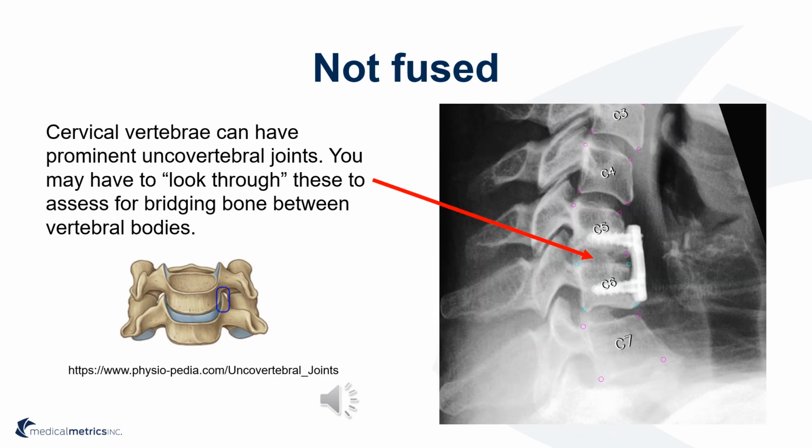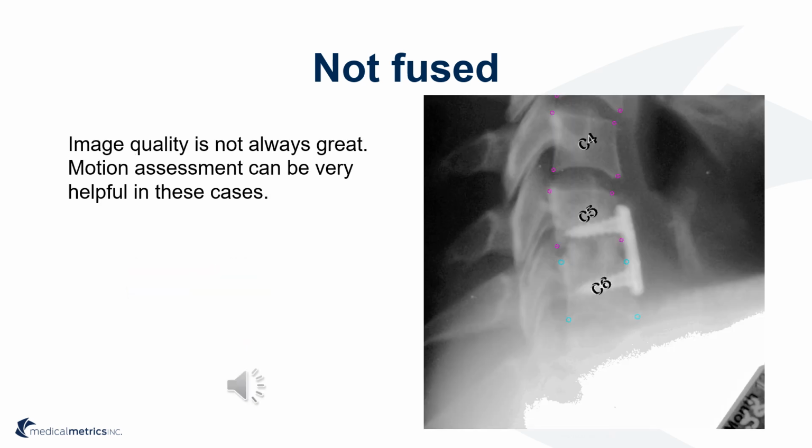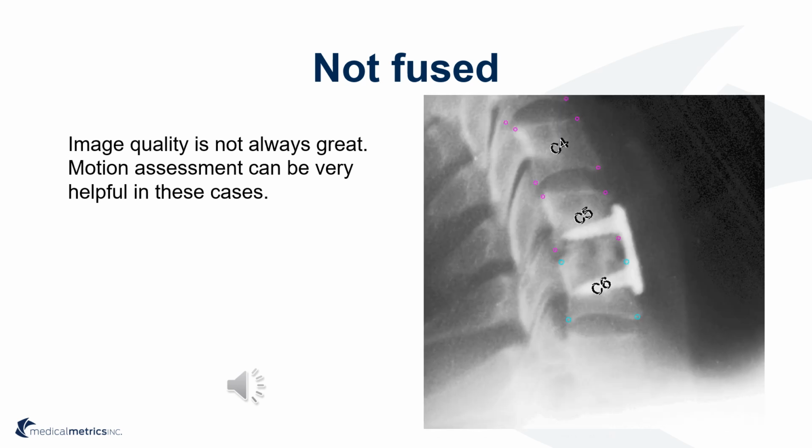Cervical vertebrae can have prominent uncovertebral joints. You may have to look through these to assess for bridging bone between vertebral bodies. Image quality is not always great in clinical radiographs such as seen here. Motion assessment can be very helpful in these cases.